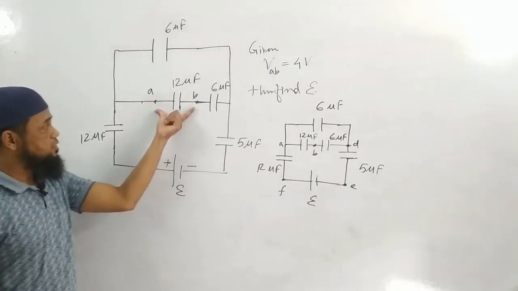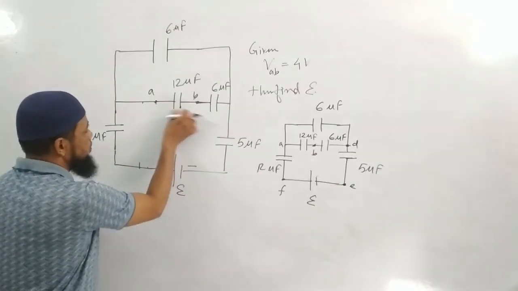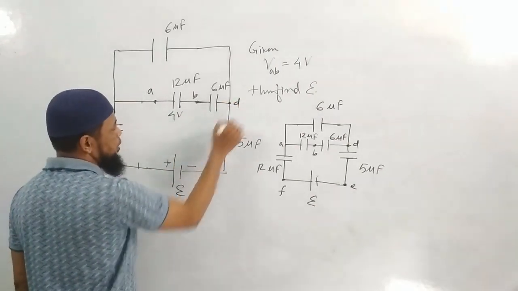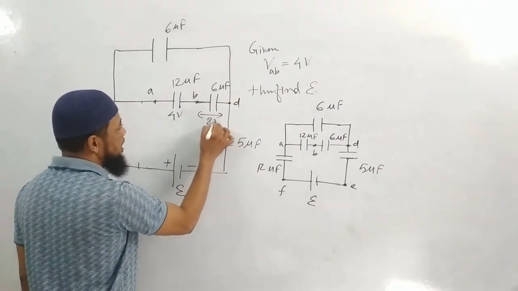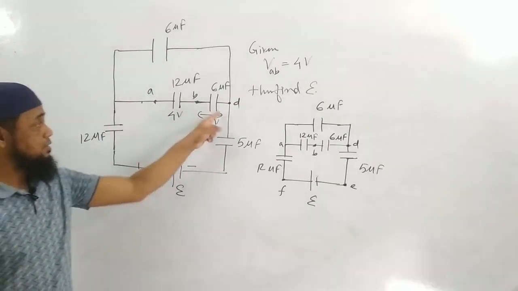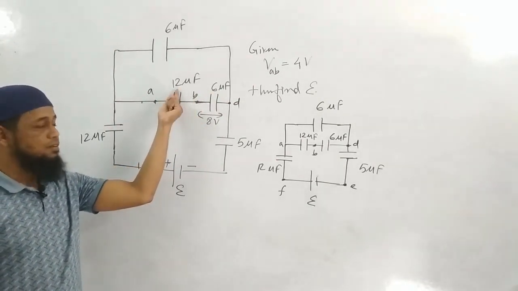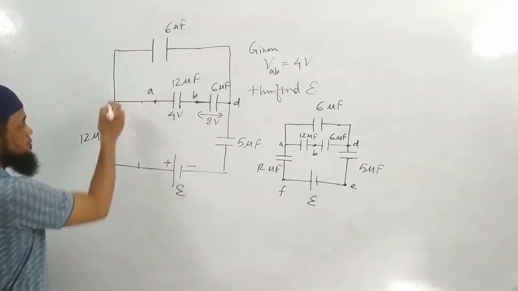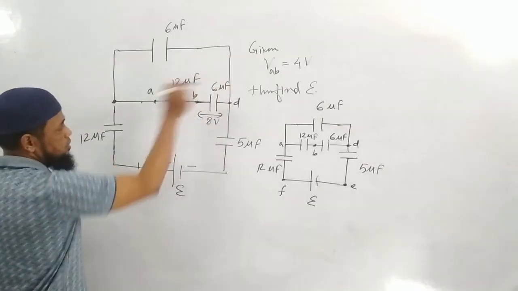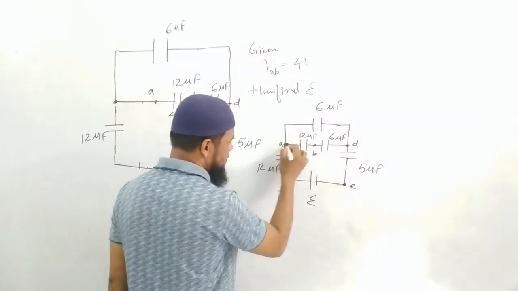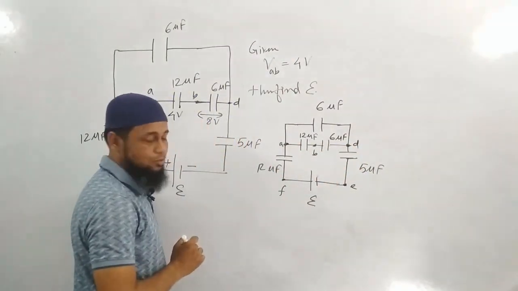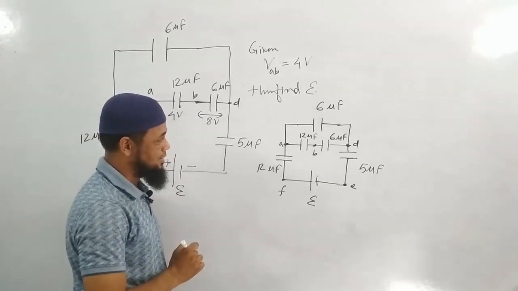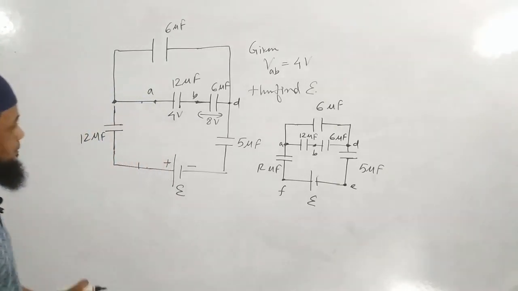Now potential difference between these 2 points is how much? By equation, 4 volt. Then potential drop between these 2 points is how much? 8 volt. They're connected in series and this capacitance is half of this. So here 4 volt, here how much? 8 volt. That means from here to here, total potential drop is how much? 12 volt. From here to here, what is the total potential drop? 12 volt. Done? Okay? 12 volt.